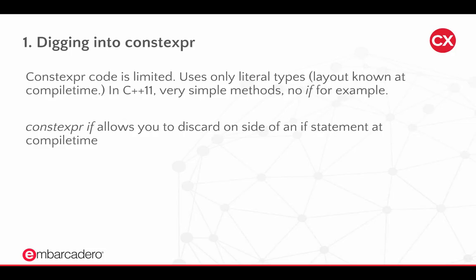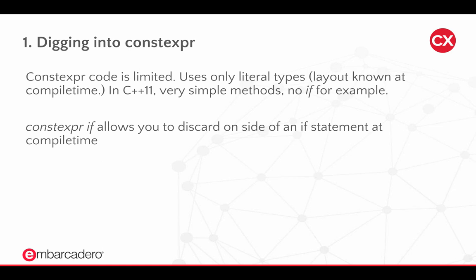For obvious reasons, constexpr code can be limited. For example, you can only use literal types. In C++11, you could only have very simple methods. There was no way to have an if statement, for example. Now that's been added since then. So in the C++ compiler in 10.3, you can use what's called constexpr if. Constexpr if allows you to have an if statement and discard one of the sides of the if statement at compile time.